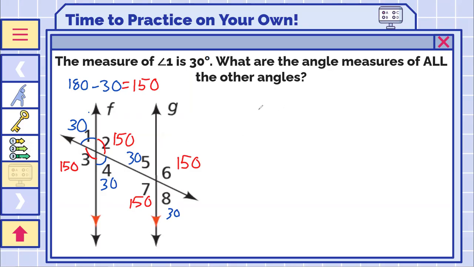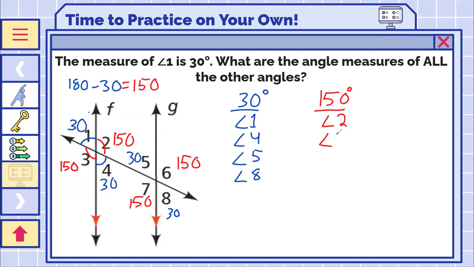If this looks messy, you could list it off here as well. You can always do it this way too. What is 30 degrees? I can make a list and say angle 1 is, angle 4 is, angle 5 is, and angle 8 is. Same thing with 150. If you like keeping things a bit more organized, because it can look messy inside of it, 150 shares angle 2, angle 3, angle 6, and angle 7. But in the end, look at it. All 8 angles just get split in half. Half have one measure, half have the other.